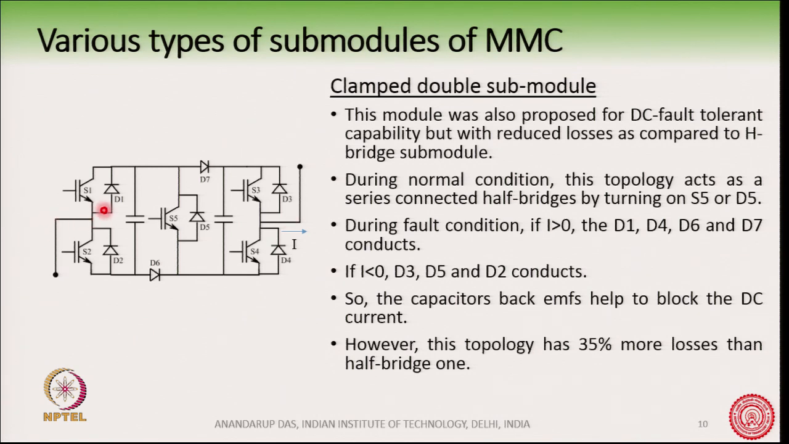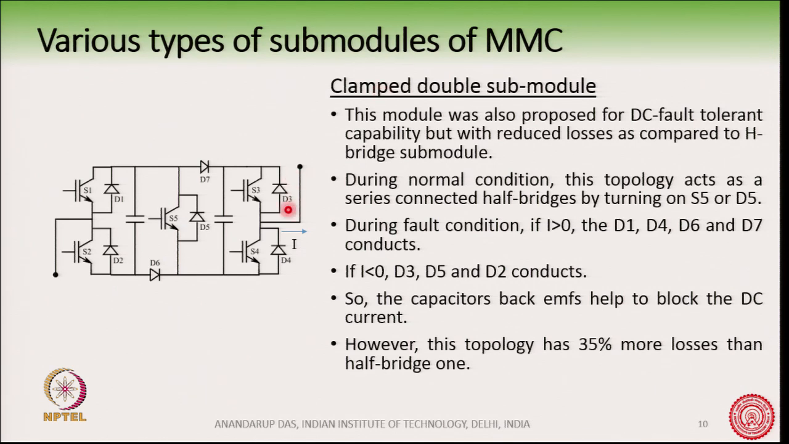One path is like this, current comes here, I is greater than 0. So, current comes here through D1, through D7, through this capacitor, through D4 and goes out. This is one path of the current. The other path of the current is through this D1, through this capacitor, through D6, D4 and goes out. So, again you see that the capacitor is coming into the picture and it will restrict the fault current.